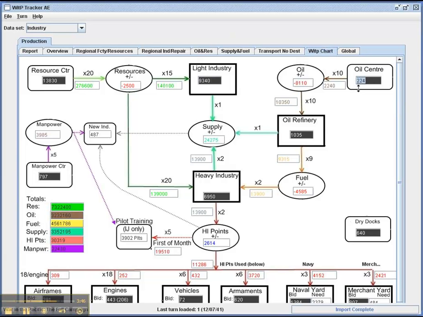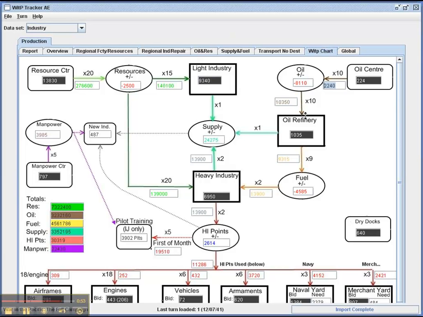We have, at the moment, only 224 oil centers. The multiplier here is times 10. So, that means that there are 2,240 oil points going each time, each turn.